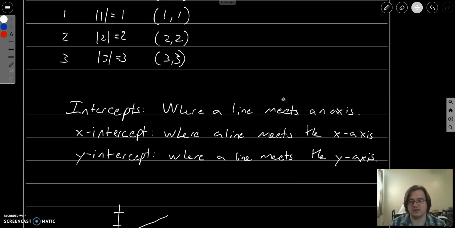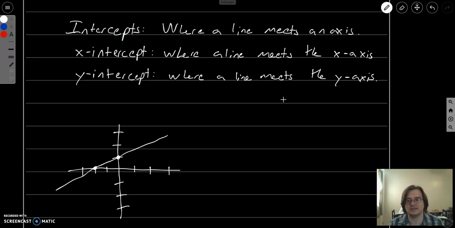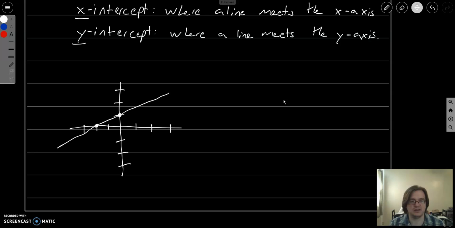And when we are drawing lines, one important feature of a line is going to be its intercepts. And this is where a line is going to meet an axis. So an x-intercept is where it meets the x-axis, and a y-intercept is where a line will meet the y-axis. So here's a fairly simple line, and if we're going to look for the x-intercept, we have to remember that this axis, the horizontal axis, is the x-axis. So the x-intercept is going to be where our line hits the x-axis. So this is going to be the x-intercept.